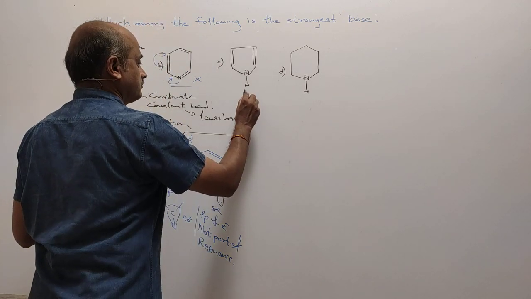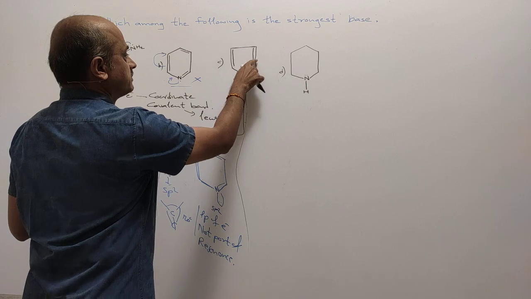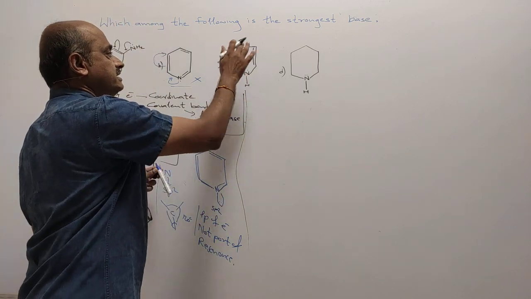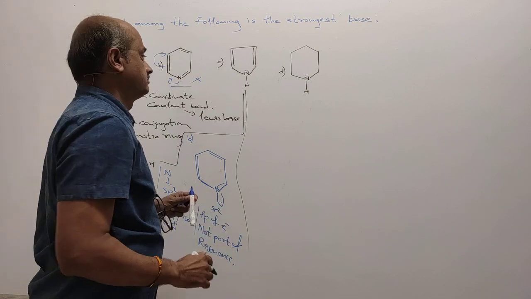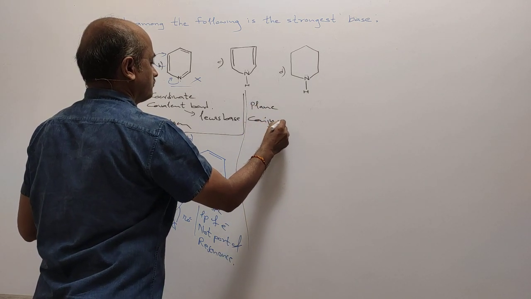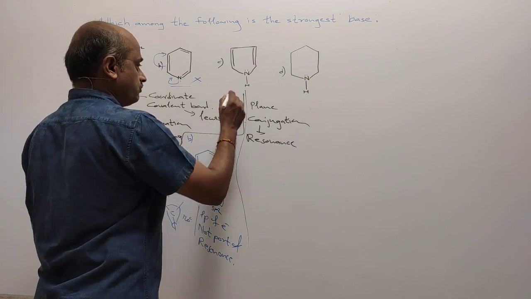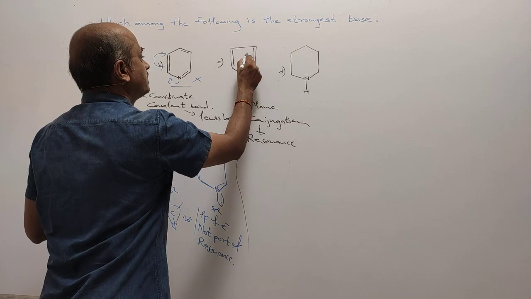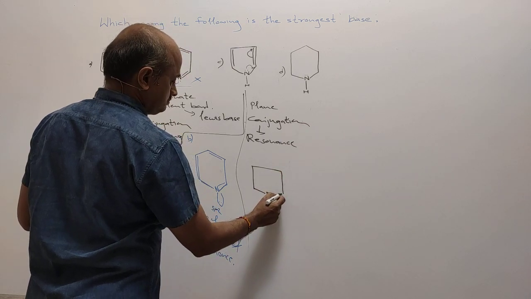Now we'll consider this pyrrole ring. These four carbon atoms are sp2, and the nitrogen is also sp2, so all five atoms are in the plane of the ring. And there is a conjugation. Because of conjugation, resonance is possible. So one resonating form I can show. This lone pair, either on this side or on that side, becomes a shared pair. The shared pair becomes a lone pair, and so on.